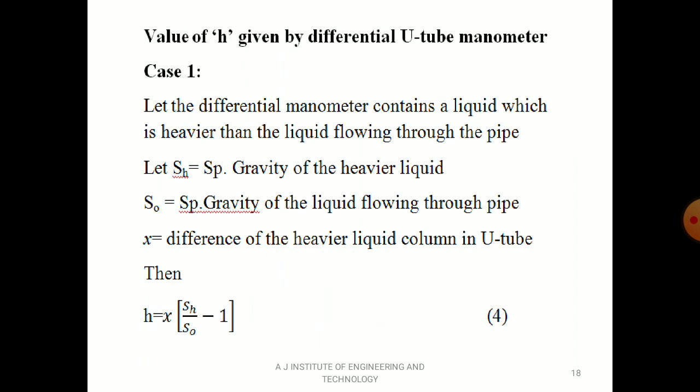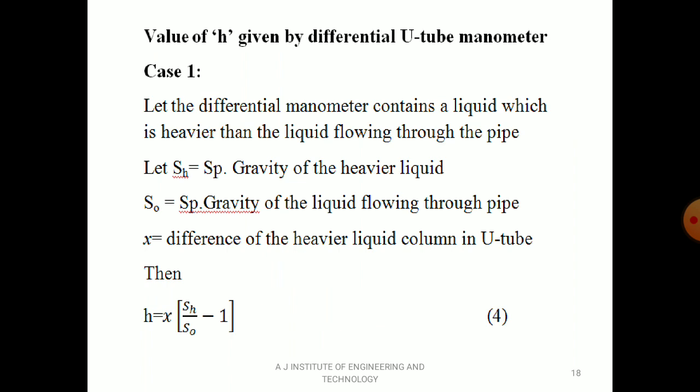Now the value of h, that's the difference of pressure by differential U-tube manometer. There are 4 cases. Let's discuss one by one. So case 1, let the differential manometer contain a liquid which is heavier than the liquid flowing through the pipe. That is, the manometric fluid has specific gravity greater than the flowing fluid. So let SH equal the specific gravity of heavier fluid or manometric fluid, SO equal the specific gravity of the liquid flowing through the pipe, that is the specific gravity of the flowing fluid.